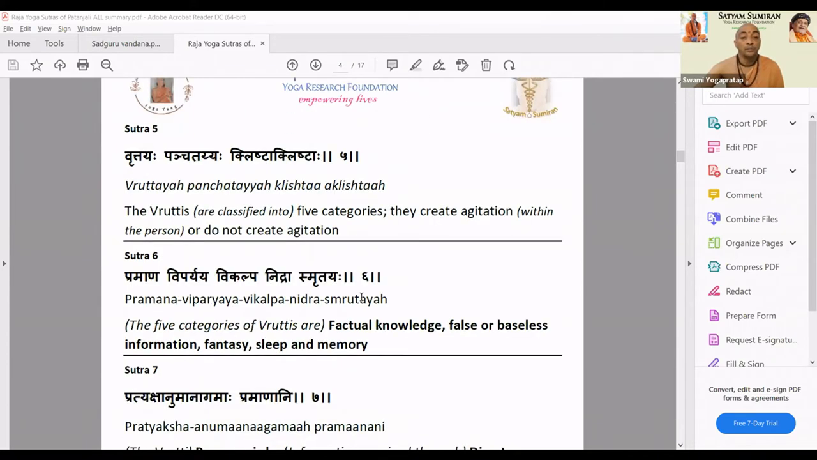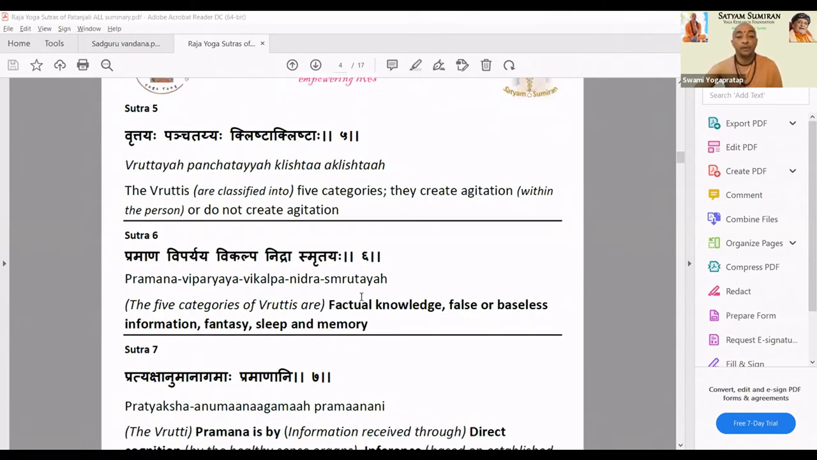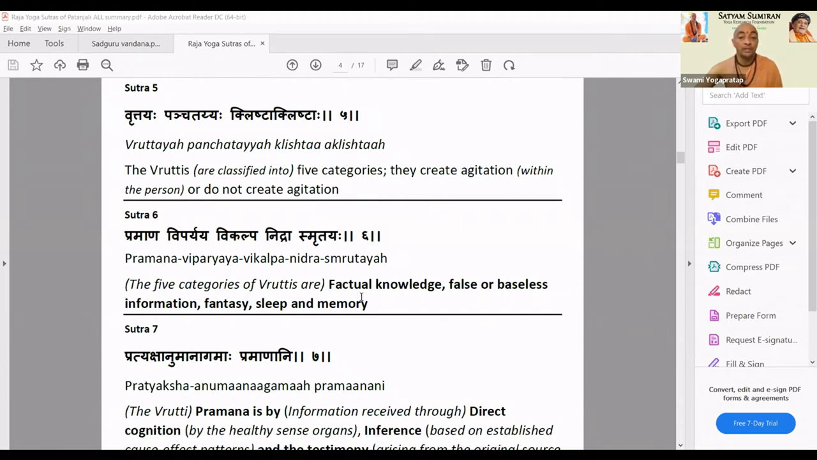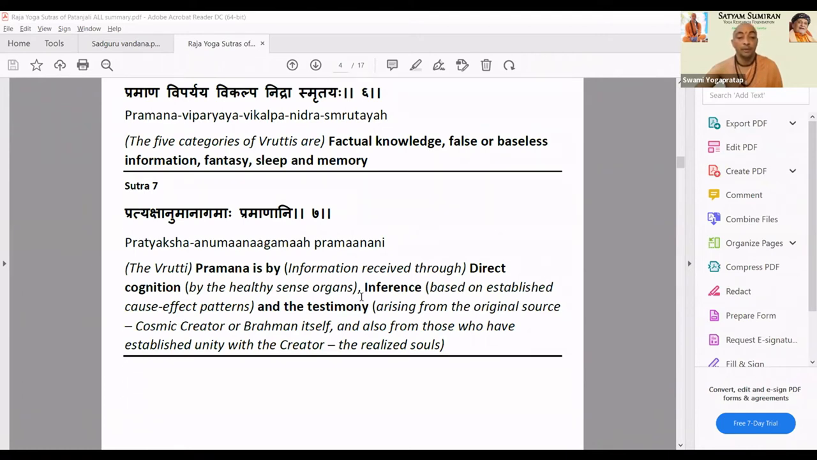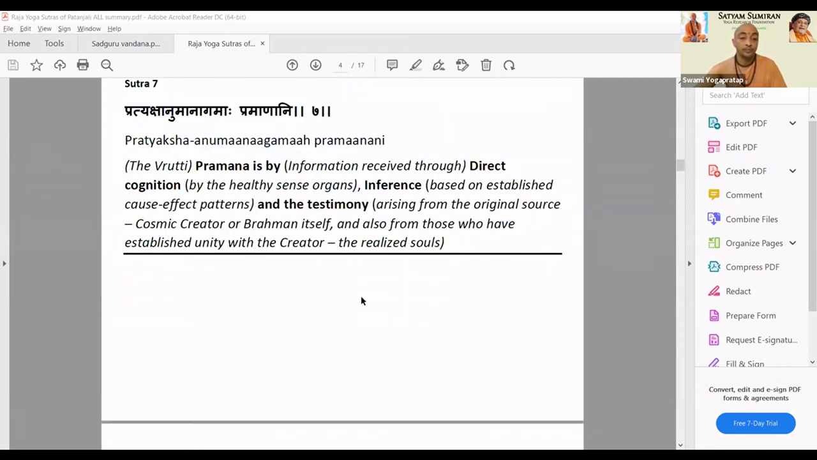Now, what are the vrittis? Pramana, viparyaya, vikalpa, nidra, smritayaha. These are the 5. Factual knowledge, baseless information, fantasy, sleep, and memory. Pratyaksha, anumana, agamaha, pramana. Pramana means direct cognition by the healthy senses, inference based on this, and the testimony from the Shrutis, from those who have experienced that ultimate. That is pratyaksha, that is pramana.